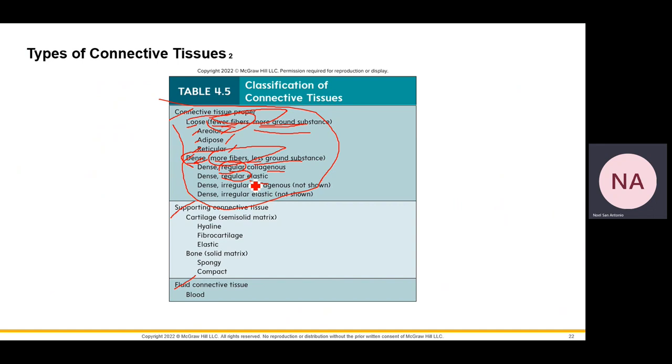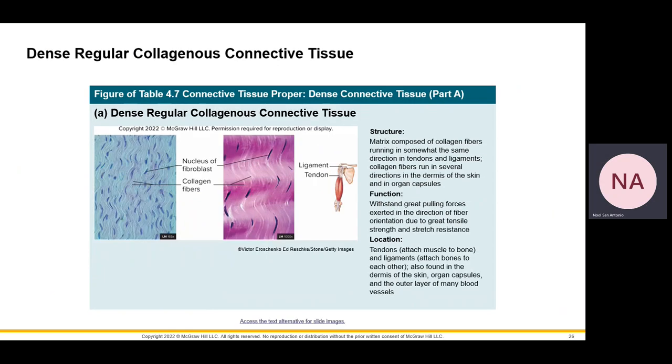Dense regular elastic, and dense irregular elastic. Let's take a look at that. So this is your dense regular collagenous connective tissue. And if you look at the arrangement of the collagen fibers, as you can see in the picture, they run parallel to each other. That's why they are classified as regular connective tissue.